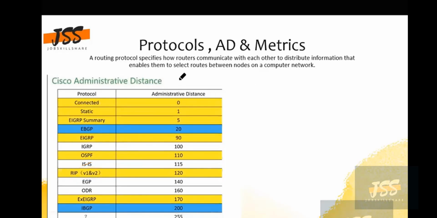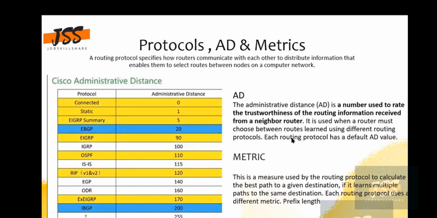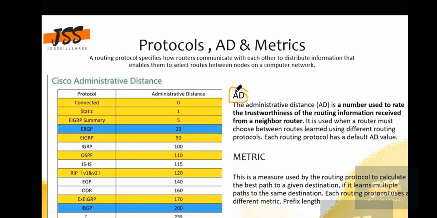Then we have another thing, as I talked about, administrative distance. And what are AD and metrics? So what is administrative distance? The administrative distance is a number used to rate the trustworthiness of the routing information received from the routing neighbor. It is used when a router must choose between routes learned using different routing protocols. Each routing protocol has a default AD value. I know this is a mouthful, and it will be very confusing at this point, but just remember, this is the believability of your routing protocols.